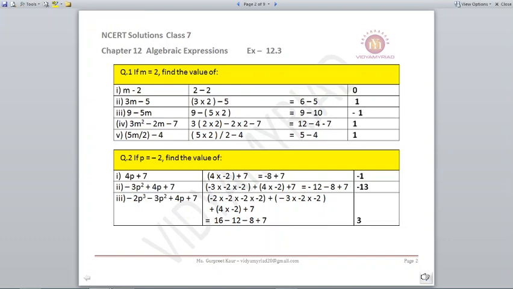Next is 3m minus 5. Now 3m means 3 multiplied by m. What is m? 2. So 3 multiplied by 2 is 6. 6 minus 5 is 1. 9 minus 5m. So 9 minus, put it into the bracket to avoid confusion, 5 multiplied by 2. So 9 minus 10. It will come as minus 1. Please take care of the sign, otherwise your question will be wrong.